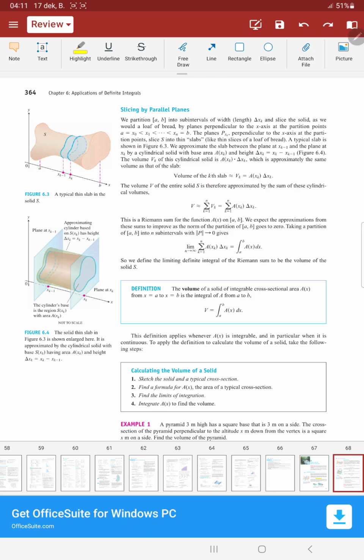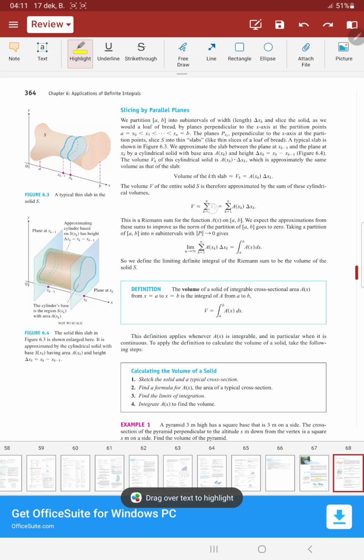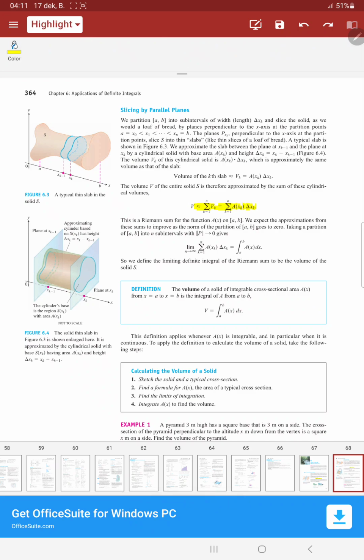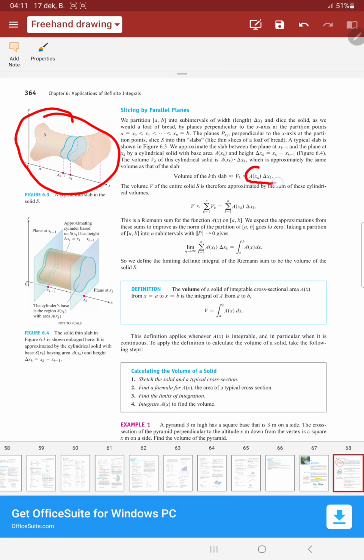Okay, you can see here how to find that area. So please look at this section. V approximately equals the sum of VK. What is VK? When we slice this picture in here, like this one, we'll get some areas, and it will be a sum of some volumes.